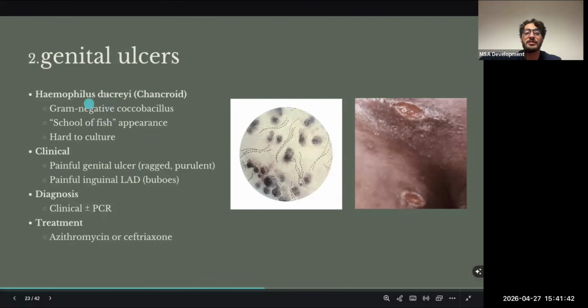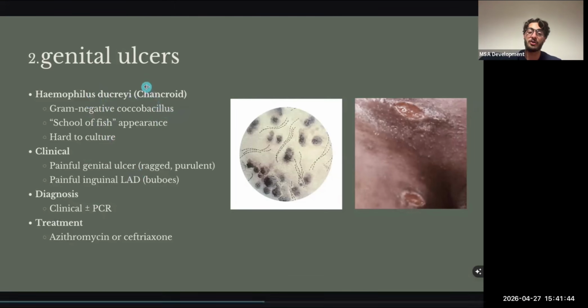Now we're going to talk about Haemophilus ducreyi, which is the name of the actual organism. It's a gram-negative coccobacillus, and it causes chancroid. Now, what's chancroid like? It's a painful genital ulcer with painful inguinal lymphadenopathies that are called buboes.